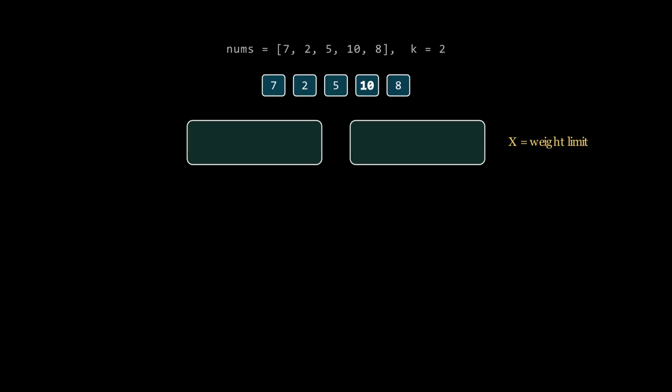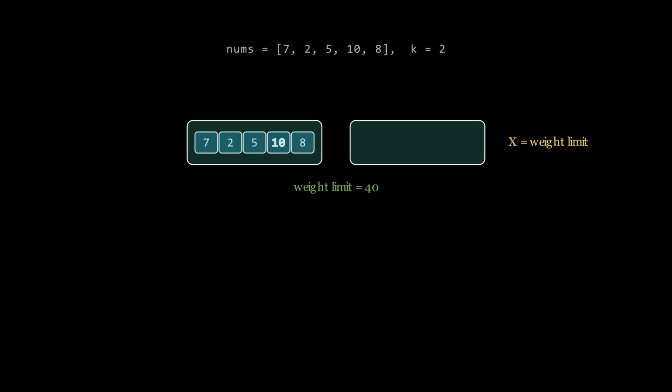Let's try a larger limit. If the weight limit is 40, we can put all weights in a single bucket, the heaviest is 32. So 40 works, but it's way above the minimum 18 we're after.